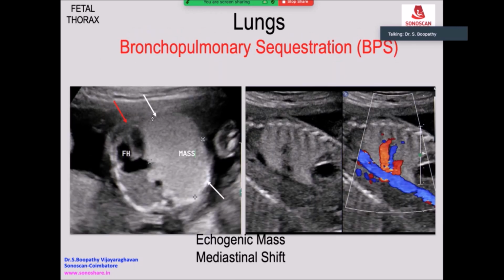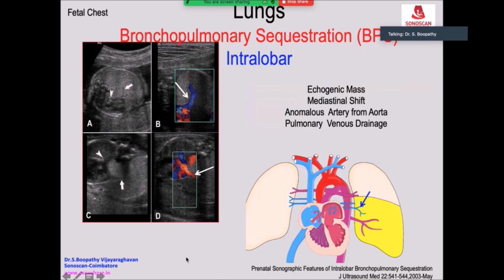When you put on color, you see the descending aorta, and you see the supply vessel from the aorta, joining the left atrium. So here you see the supply is from the aorta, whereas drainage is to the pulmonary vein. So this is intralobar bronchopulmonary sequestration.